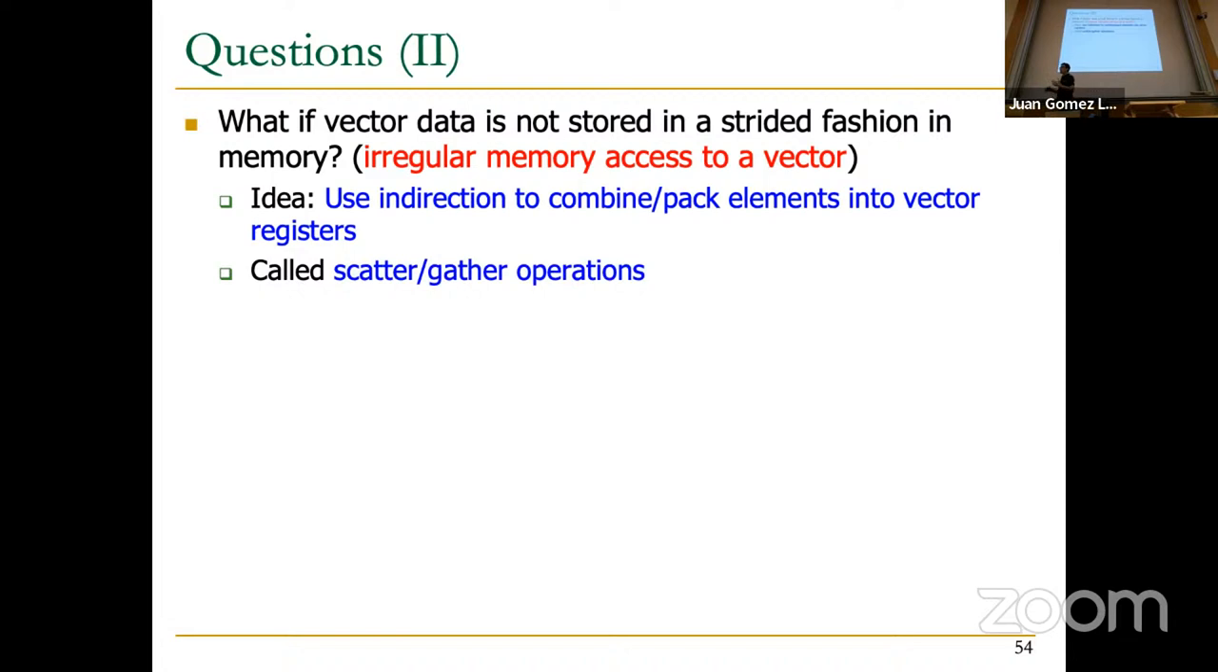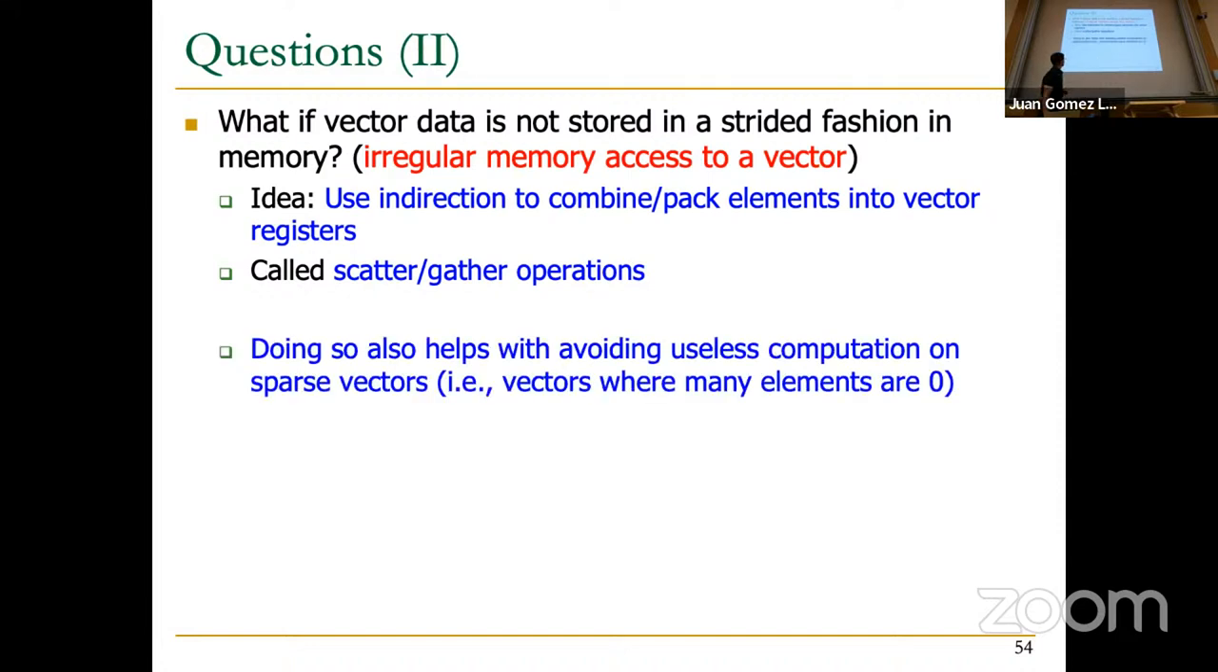We talk about a scatter operation when we have a bunch of values that we want to write in different locations in memory. And these locations might be completely random, completely irregular accesses. So if it's storing, we talk about a scatter. If it's reading, if it's loading, we talk about gather.